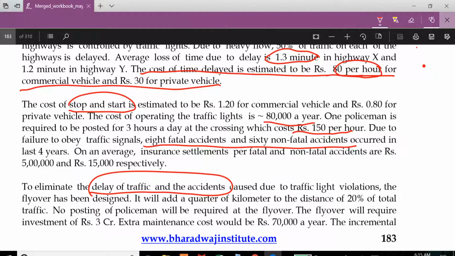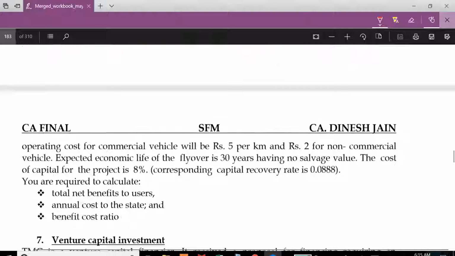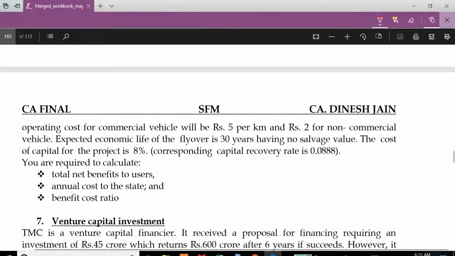But flyover will add some distance. They are saying it will add a quarter of a kilometer to the distance of 20%. Policeman will not be required. This flyover will cost 3 crore rupees. Incremental operating cost and all is given. Expected economic life is 30 years. You are required to calculate total net benefits, annual cost to the state and benefit cost ratio.